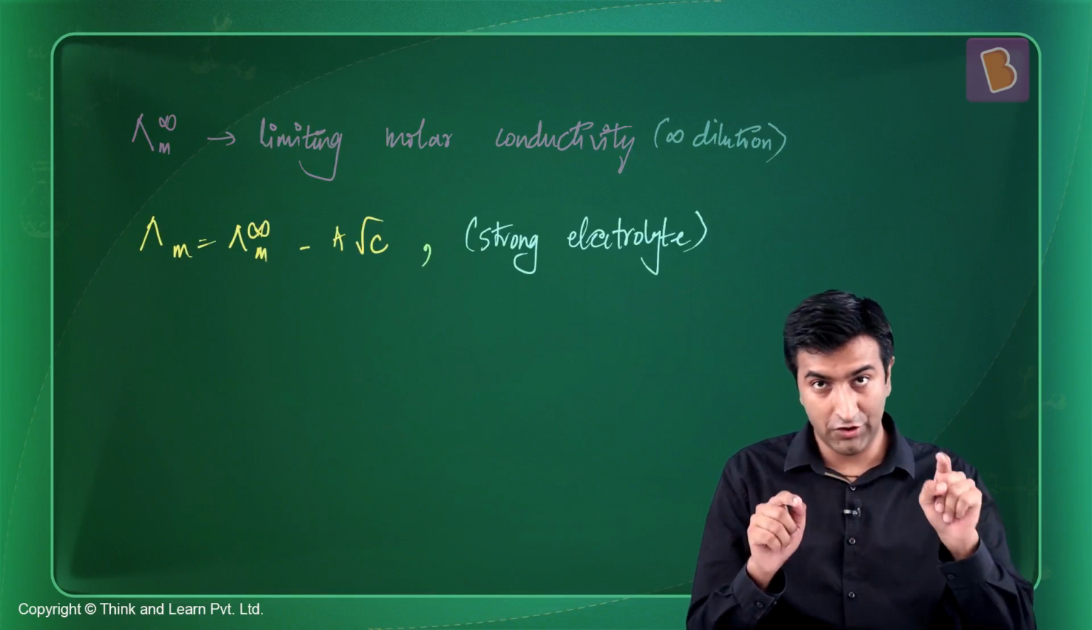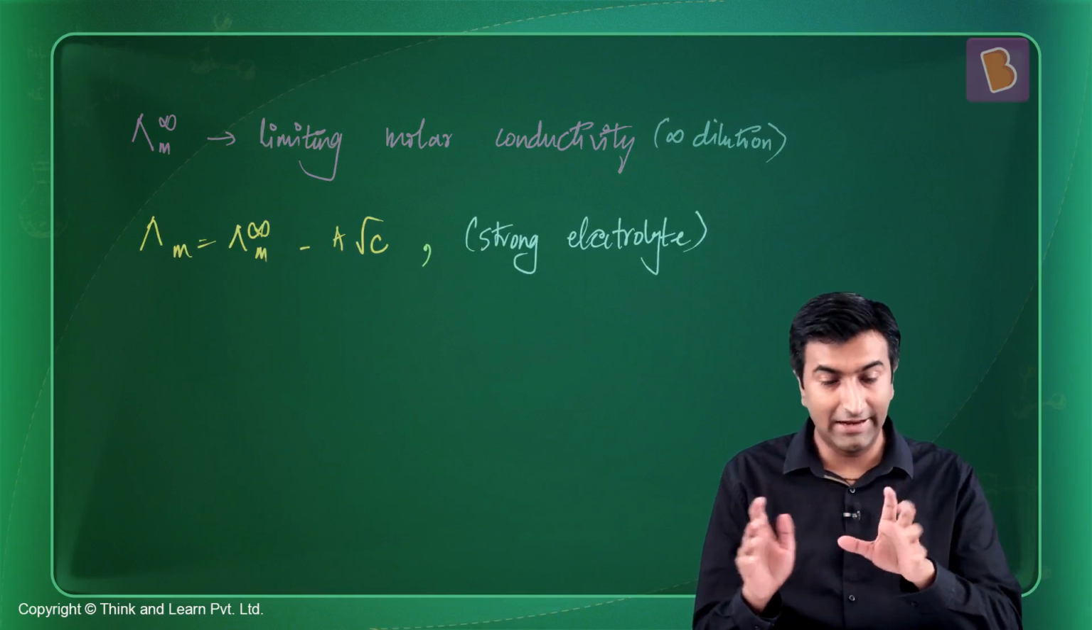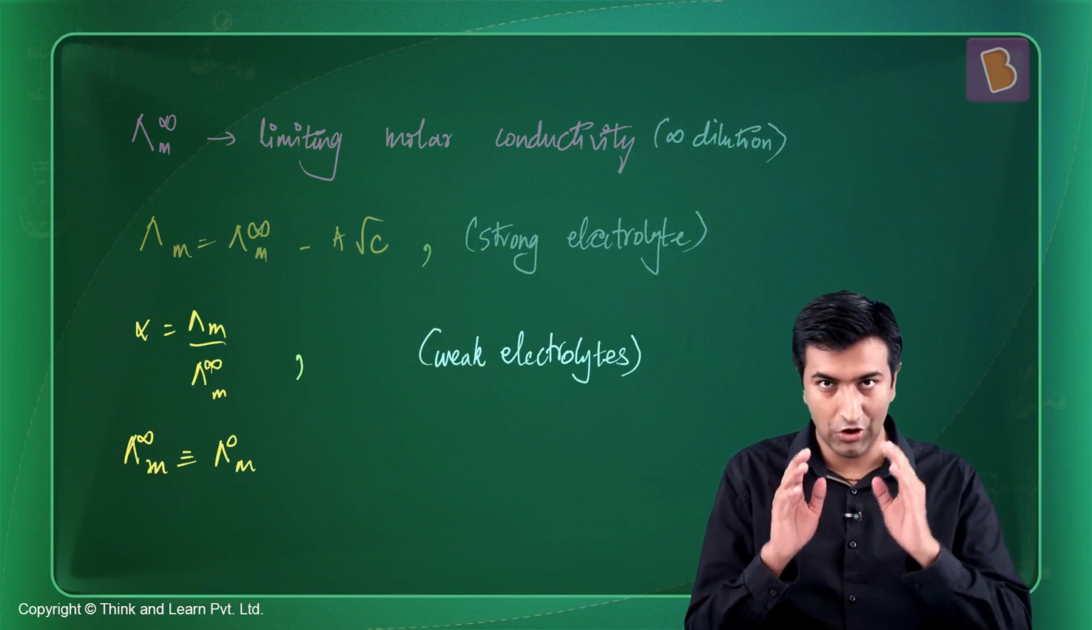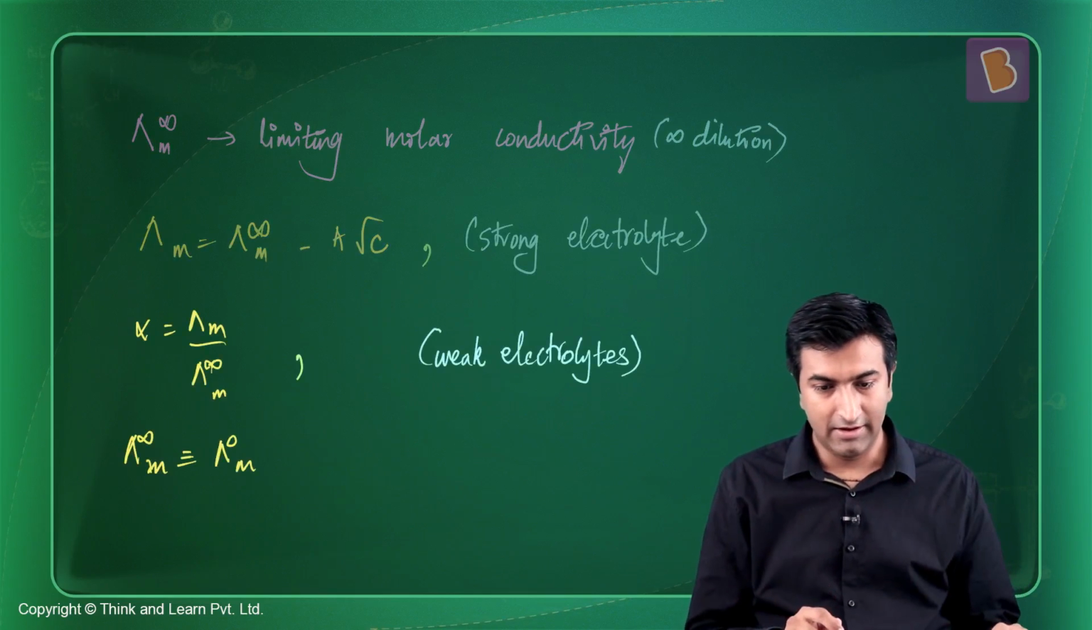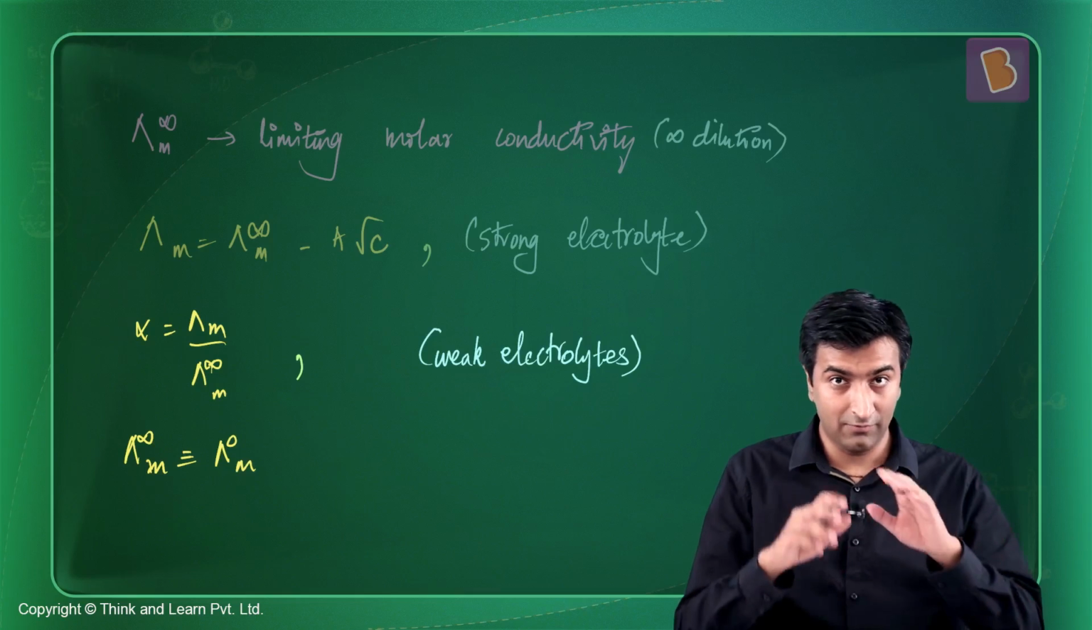This is the expression for strong electrolytes. There's a root over here. And for weak electrolytes, you have alpha equals lambda M by lambda naught M, or lambda infinity M. So that pretty much sums up what we did in electrochemistry.